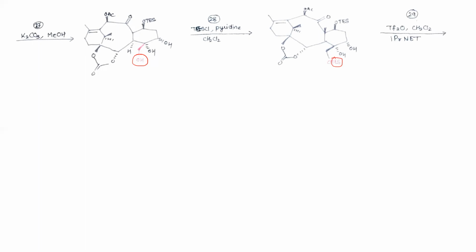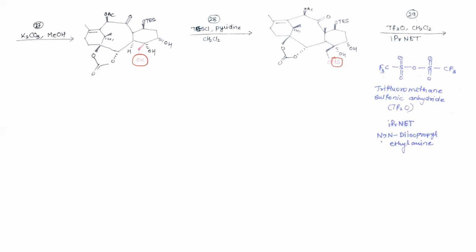And first, next one, we are going to use the triflate derivative with the help of CH2Cl2 and iPr2NEt. So what is triflic anhydride? Trifluoromethanesulfonic acid anhydride. And iPr2NEt is nothing but N,N-diisopropylethylamine. So this is the triflate derivative.